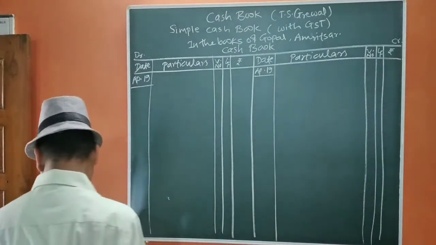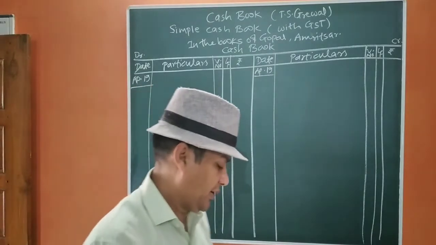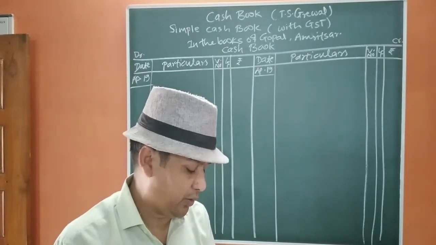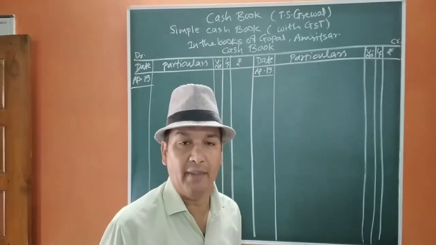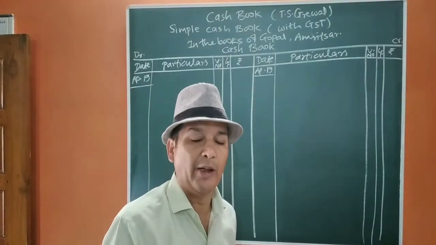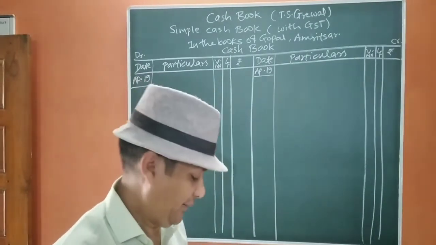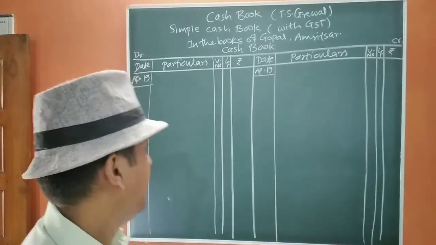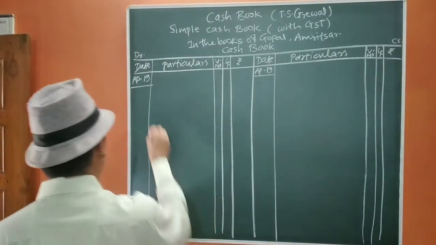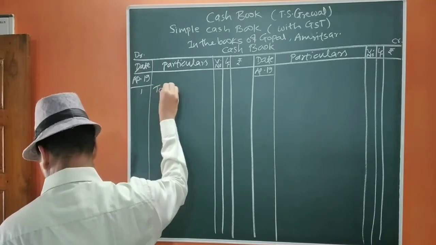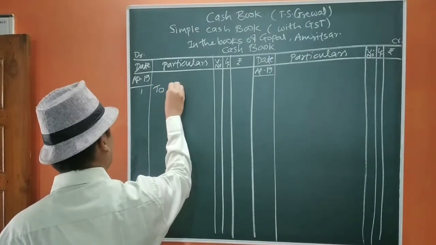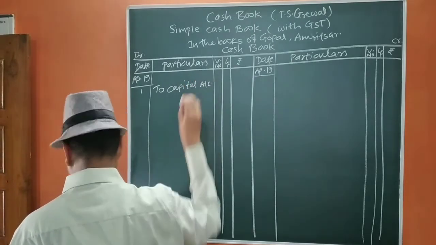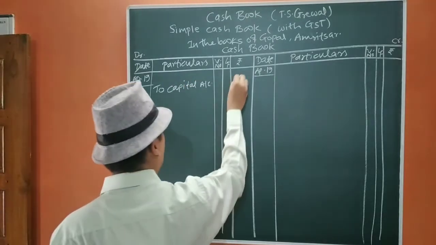Okay, first Gopal commenced business introducing cash 60,000 and 1,50,000 by taking a loan from Allahabad Bank. Bank always gives loan by opening a bank account. That means 1,50,000 is with bank in bank account. Okay, so we are not going to write that one. So to capital account, the amount is 60,000.